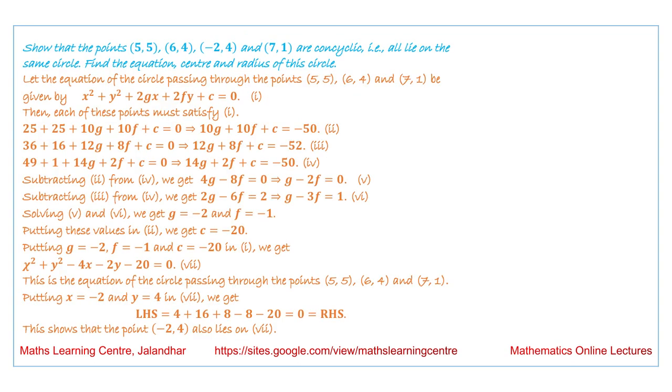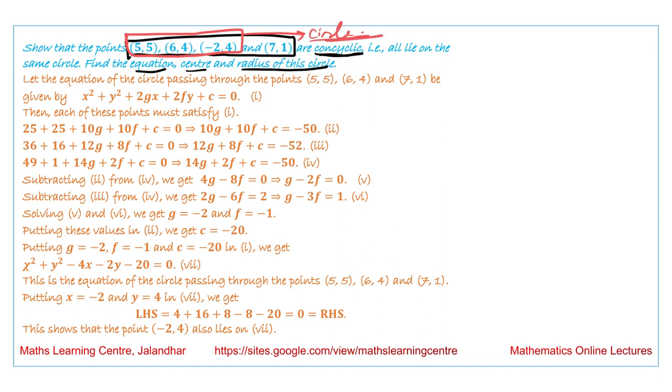Next is: show that these 4 points given to us are concyclic, that is, all lie on the same circle. We have to find the equation, center and radius of this circle. What we are going to do now is consider any 3 points, calculate the equation of the circle which passes through these 3 points, and then show that the 4th point also lies on that circle.